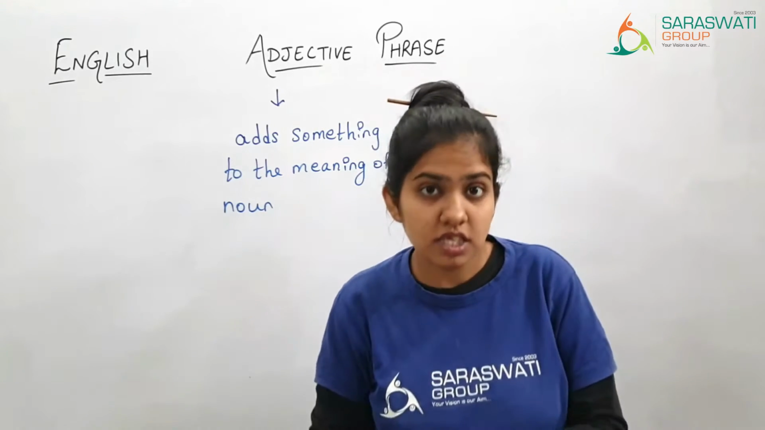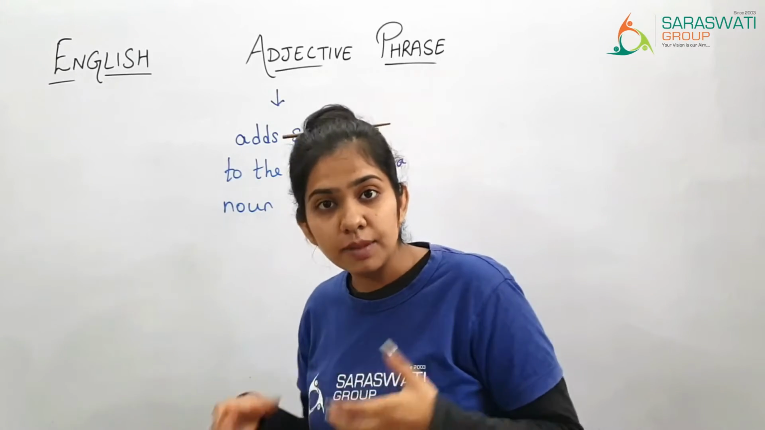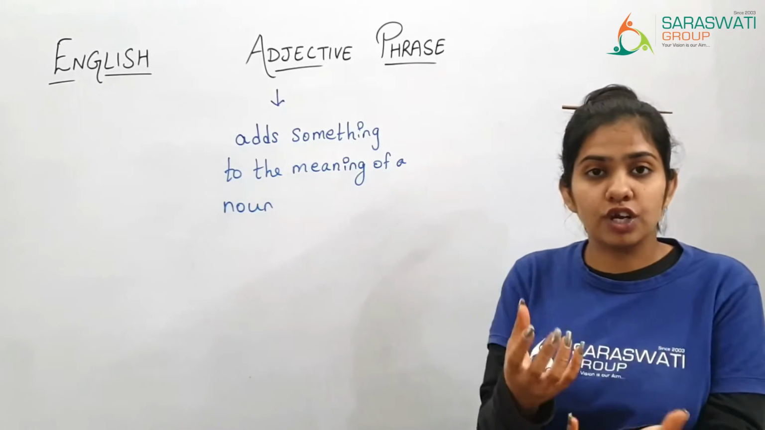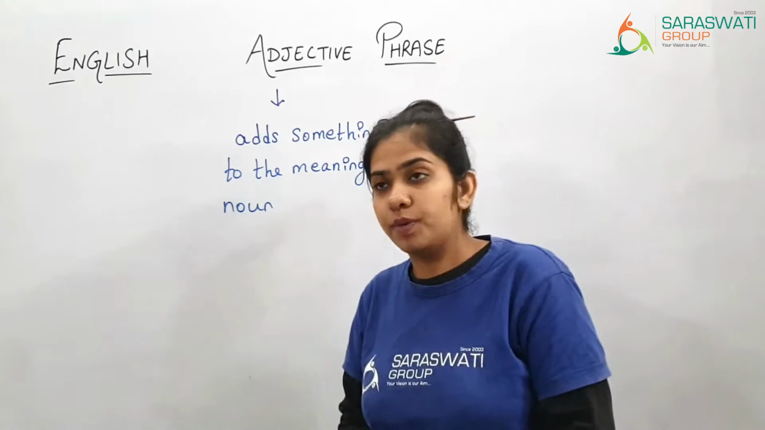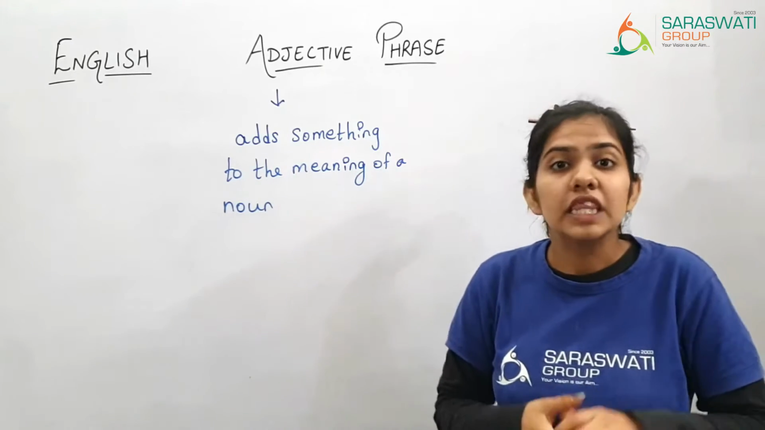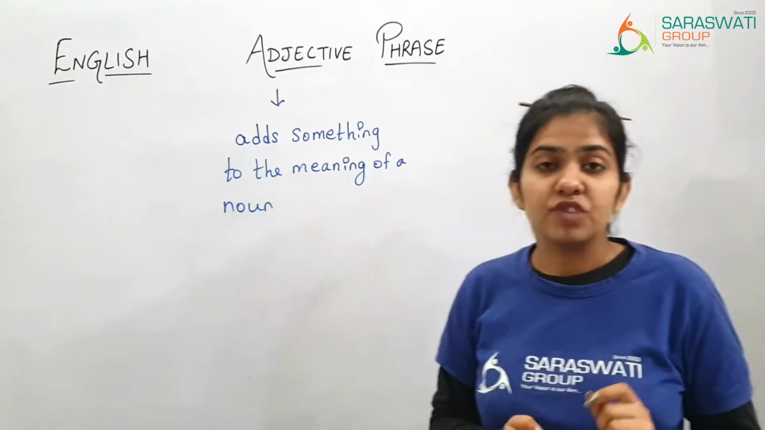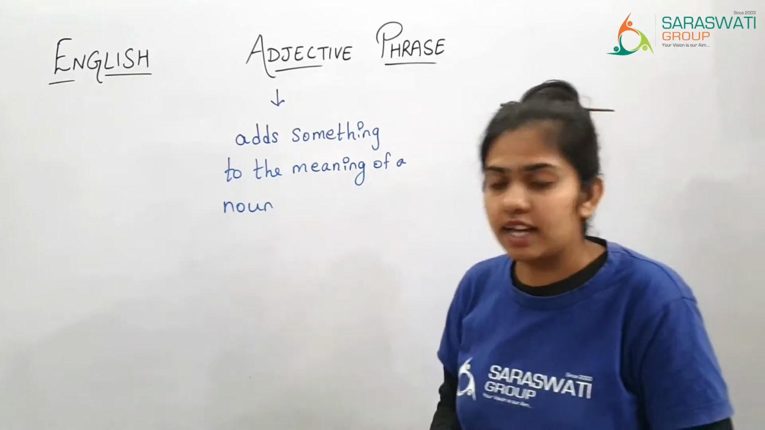Now sometimes a group of words does the work of an adjective. कि कई बार जो group of words पूरा होता है, right? वो भी adjective की तरह ही perform करता है. Now, what is an adjective phrase? अब adjective phrase क्या है?